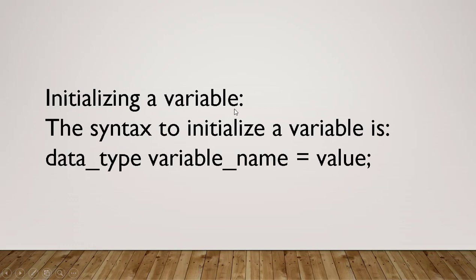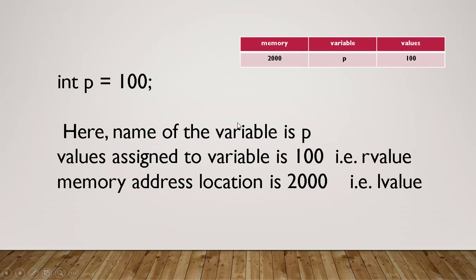Then comes initializing a variable. So you are giving some value, an initial value, to a variable. The syntax for initializing a variable is: first you write the data type, then the variable name, then equal to value. So this value will be assigned to the variable. This is just a syntax. How do you initialize a variable? First we learnt about declaration. Now we are studying about the initialization of a variable.